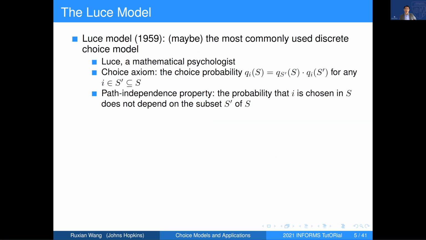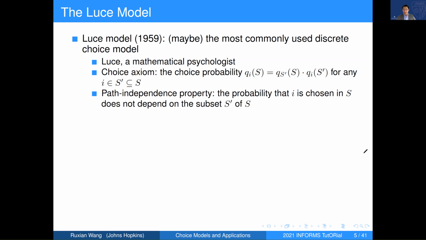Let's start with the Luce model. The Luce model may be the most commonly used discrete choice model. Luce is a mathematical psychologist. He proposed the Luce model. He started with the choice axioms. The idea is very, very simple.